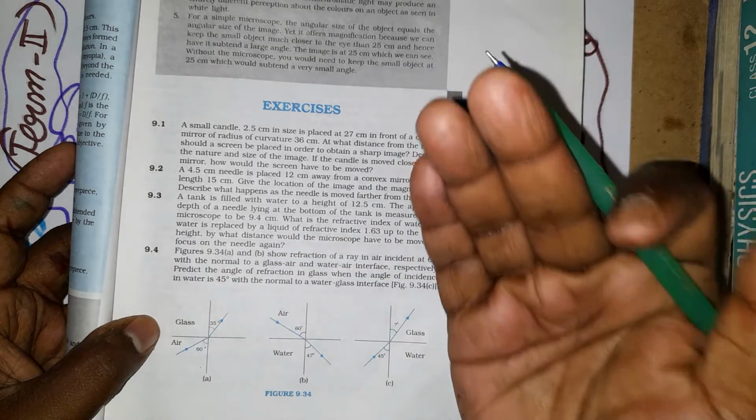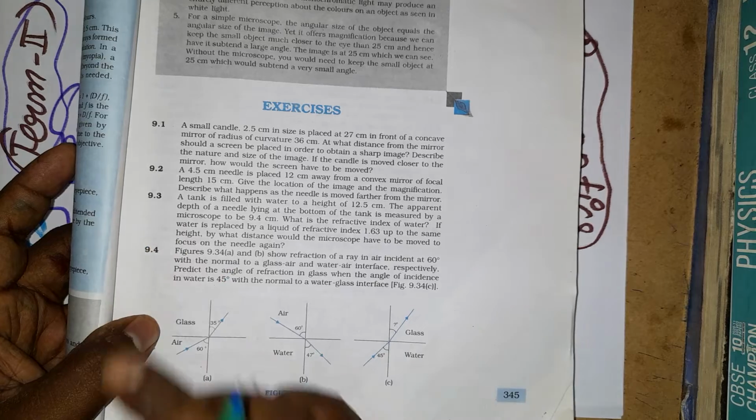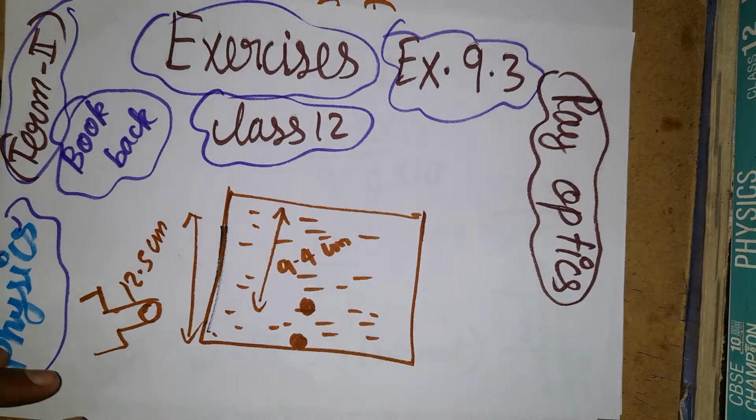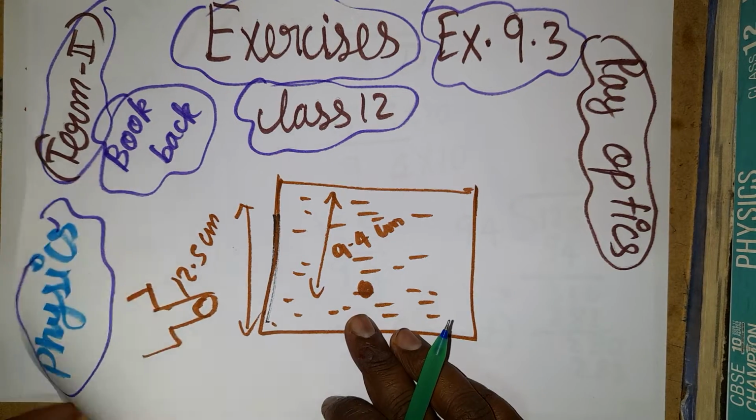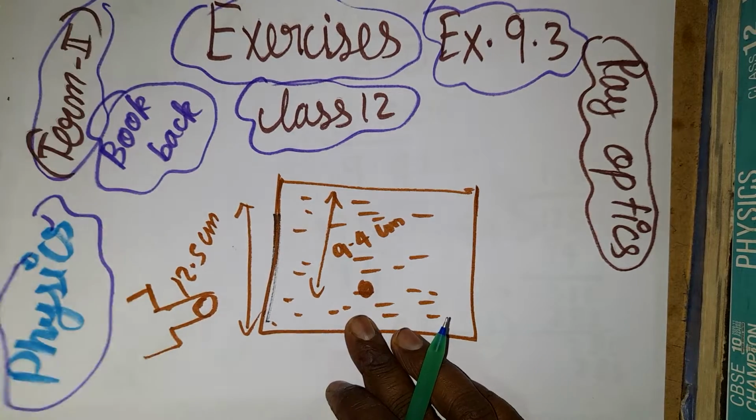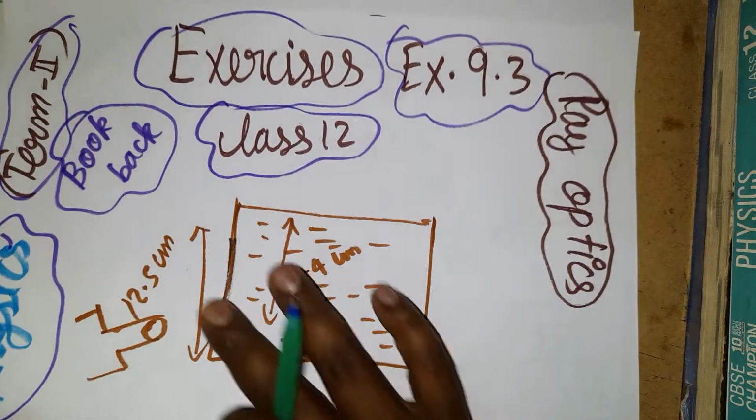Today we are going to do the book back solution, 3rd problem from the 9th chapter, Ray Optics. The problem is based on real depth and apparent depth. Actually, refractive index is given as real depth by apparent depth. This is the problem we are going to discuss.